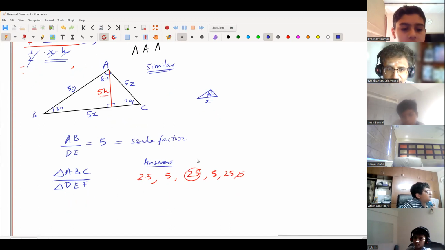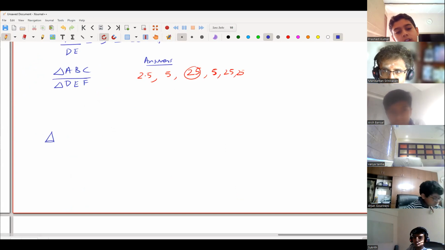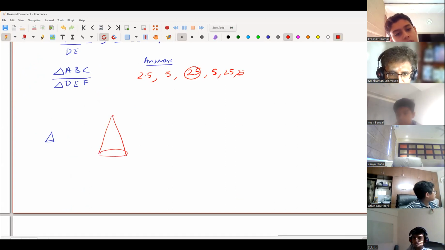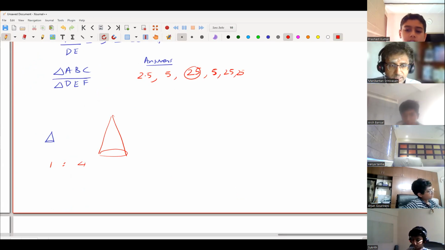So one example is, let's say I have a small cone and a big cone. So then it'll become 125. Exactly. If the scale factor is 1:5, let's say, going from here to here, or let's say 1:4, then the ratio of the volumes... this is the side lengths.